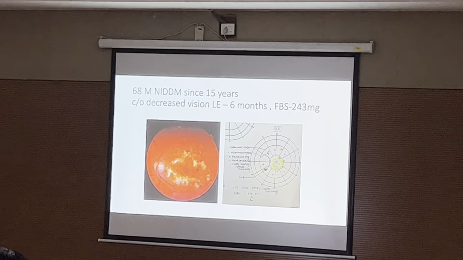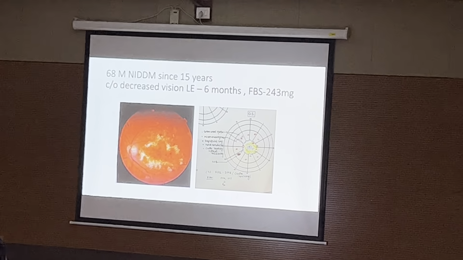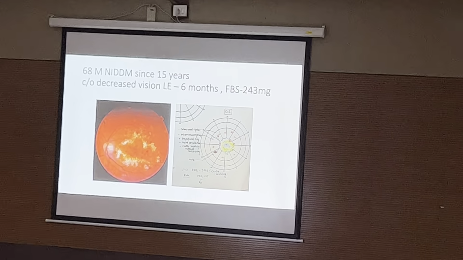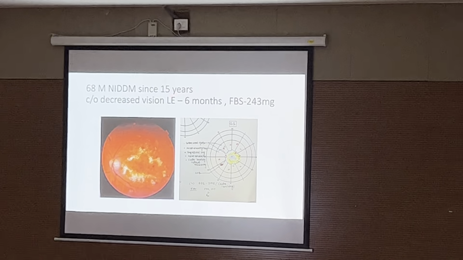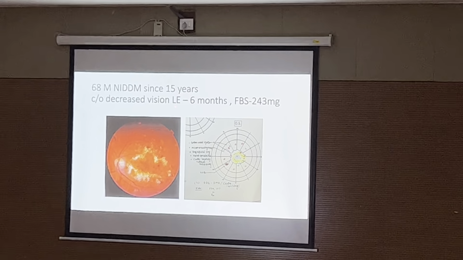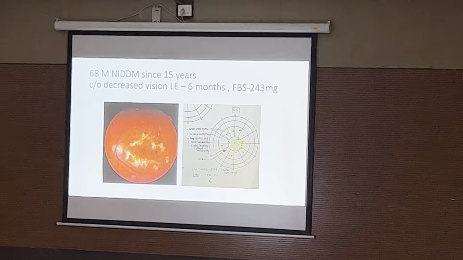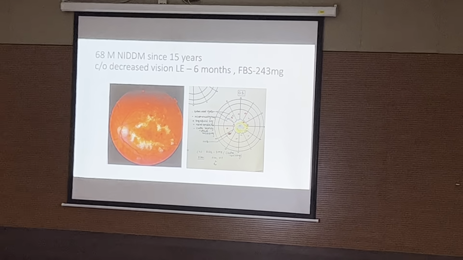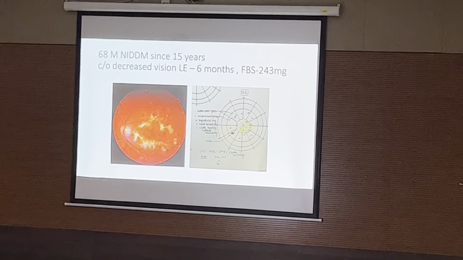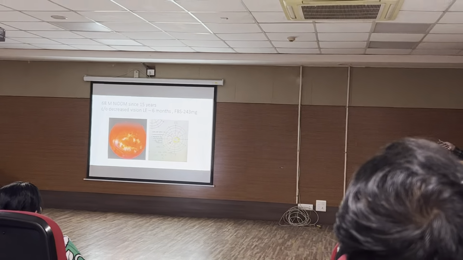So here I will describe, this history you have already taken, okay, this is a 60-year-old male, non-insulin dependent diabetic patient since 15 years. He complains of decreased vision in the left eye since 6 months. He is an uncontrolled diabetic, his fasting sugar is 243 milligram per deciliter. On examination, this is his visual acuity, IOP, ocular movement, axis, anterior segment findings. So that part has already been done. So my talk is on posterior segment findings.